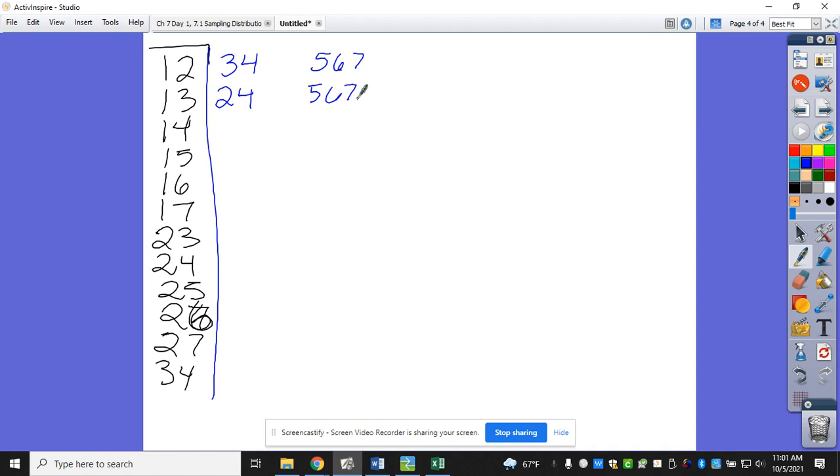And go ahead and keep writing. So what's the next one? 2, 3, and then 5, 6, 7. So you're writing down all the numbers 1 to 7 that aren't what we wrote down. But then the one.